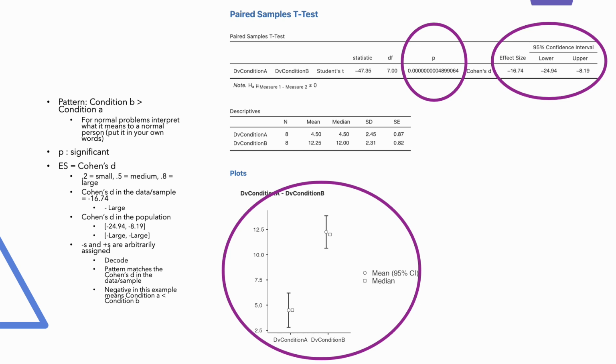Use your effect size ruler. Remember, the negatives and positives are arbitrarily assigned. How do you decode it? You look at the pattern where we have condition A is less than condition B, and that goes along with the negative effect size. A positive effect size would mean condition A is greater than condition B. We don't have that in any of our output, but that's what it will mean. And sometimes you will have negatives and positives in your effect size. You just got to decode what they mean.